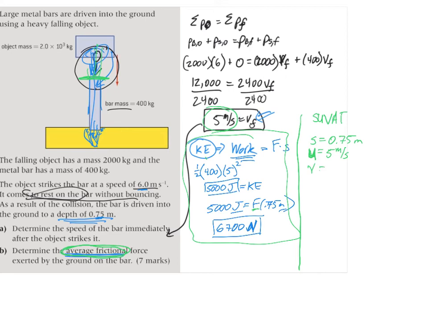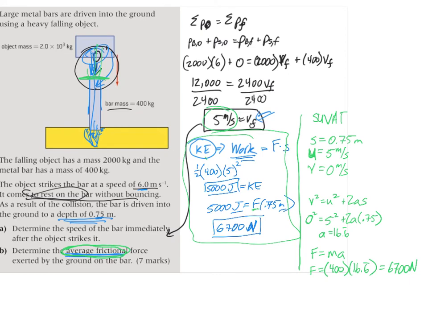So for the final velocity, it's going to come to rest, so 0 meters per second. Now I'm going to give you a chance: pause the video, decide which SUVAT equation to use, and try to make sure you get the same thing. Go ahead.